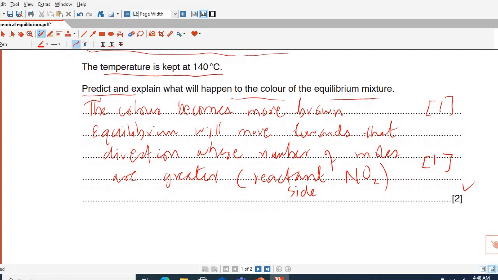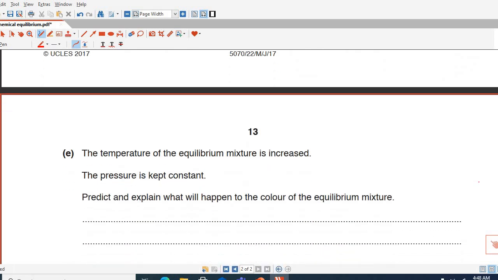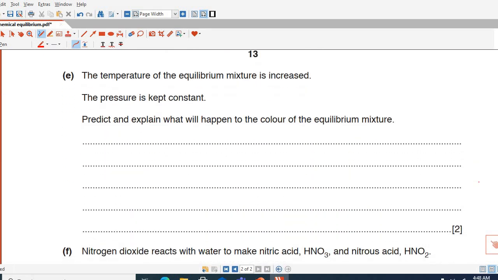Now we are moving towards another question, that is the E part, and look at here, it is related to the temperature. The temperature of the equilibrium mixture is increased, the pressure is kept constant. Predict and explain why and what will happen to the color change of the equilibrium mixture. So as I have told you earlier, if there is a question related to temperature, you must know whether the reaction is endo or exo.